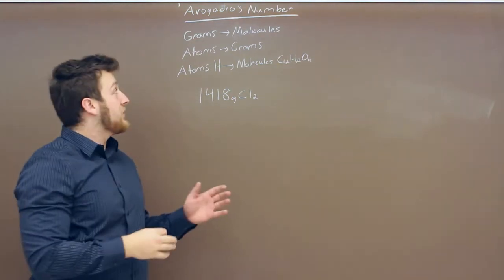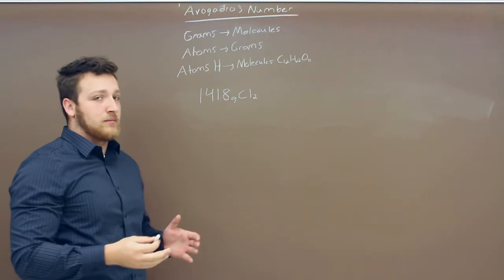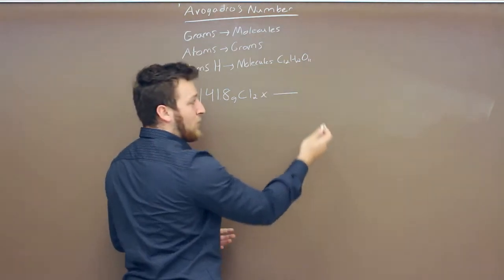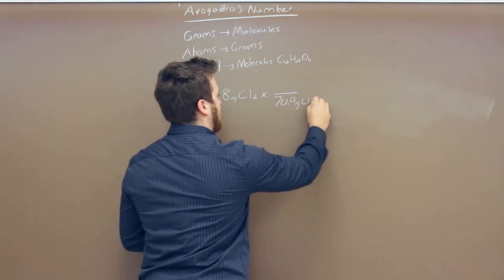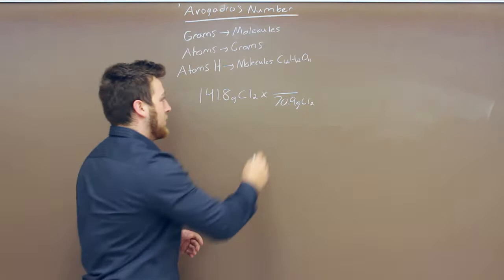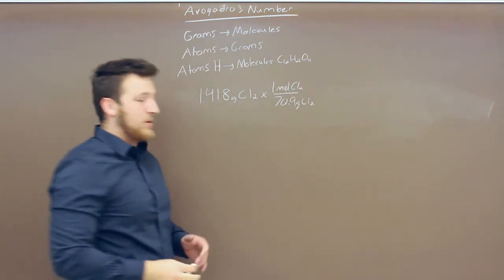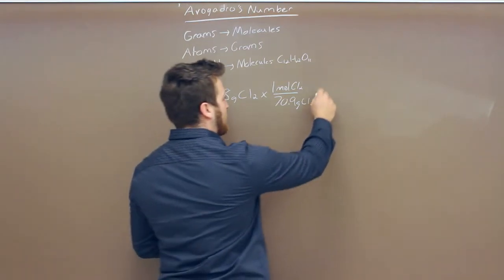The first step in moving from grams to molecules is to first convert to moles. Our Avogadro's number is a conversion through moles, so we're going to find the number of moles of chlorine. So 70.9 grams of Cl2 is equivalent to 1 mole of Cl2. So now that we've canceled grams, we can convert to molecules using Avogadro's number.